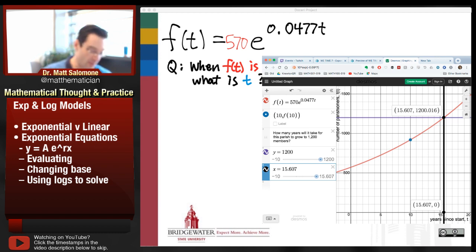Right? So what I can do is I can substitute in my equation 1,200 for f of t. And I get now 1,200 equals 570 times e to the 0.0477 t.